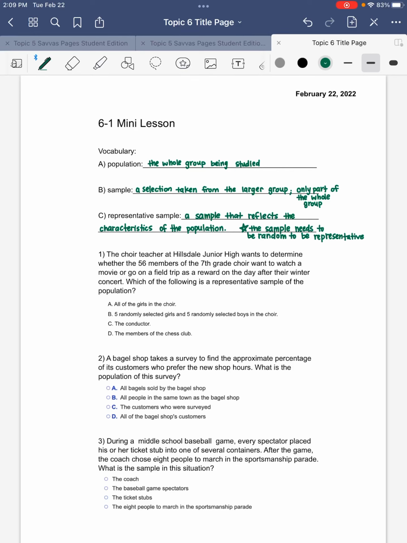Hey y'all, today is February 22nd, and I'm doing a little mini lesson on lesson 6-1 that we did today in class. So first, let's review some very important vocabulary.